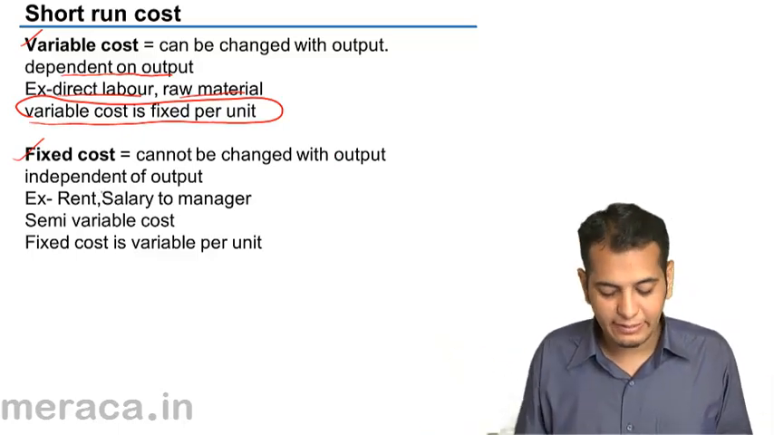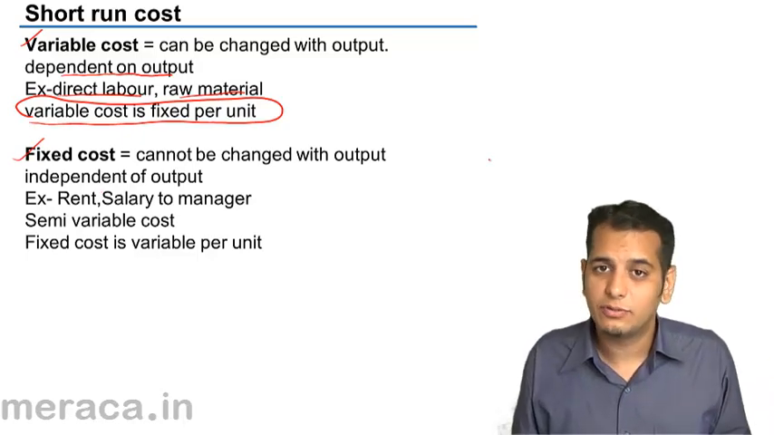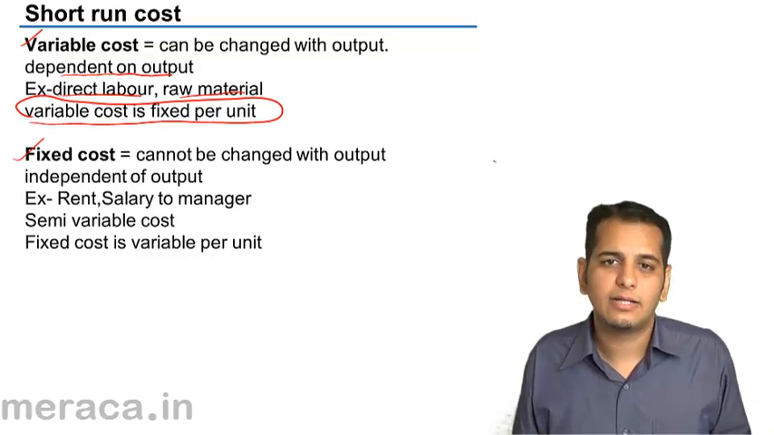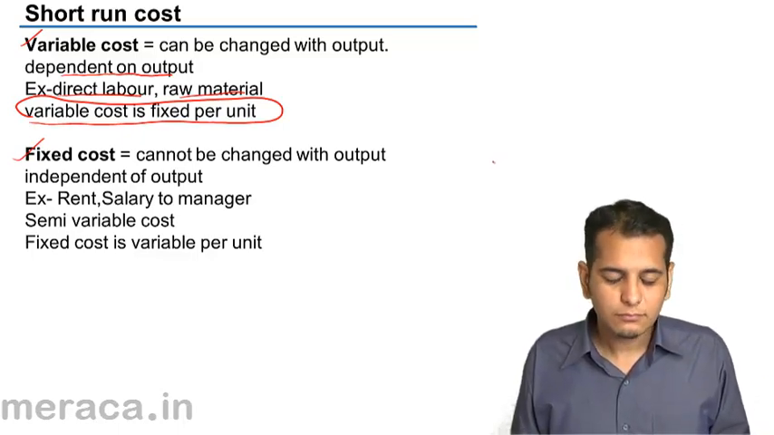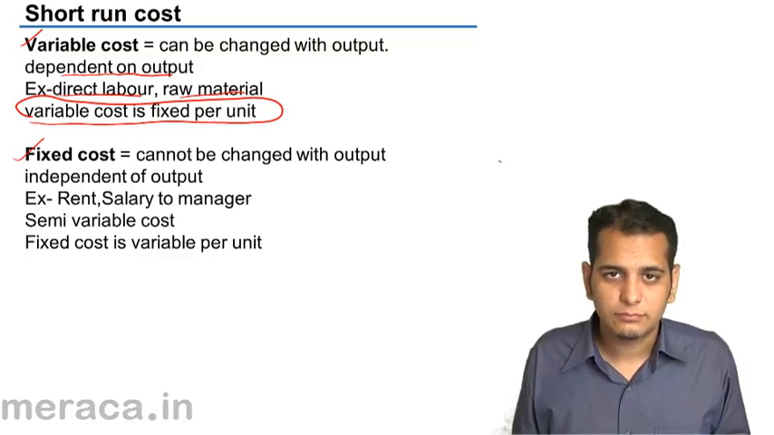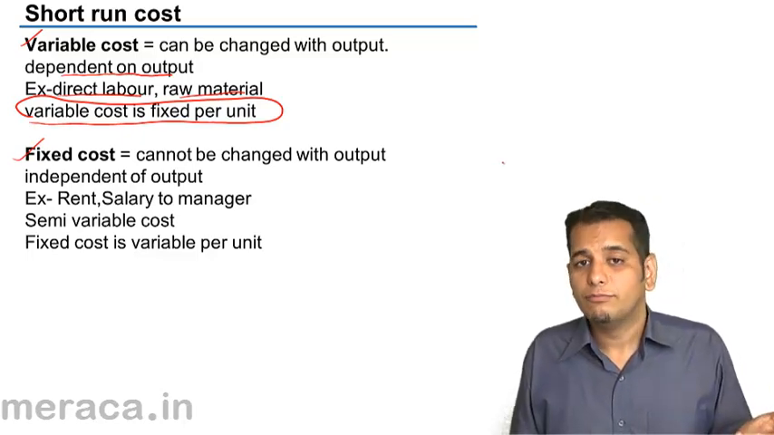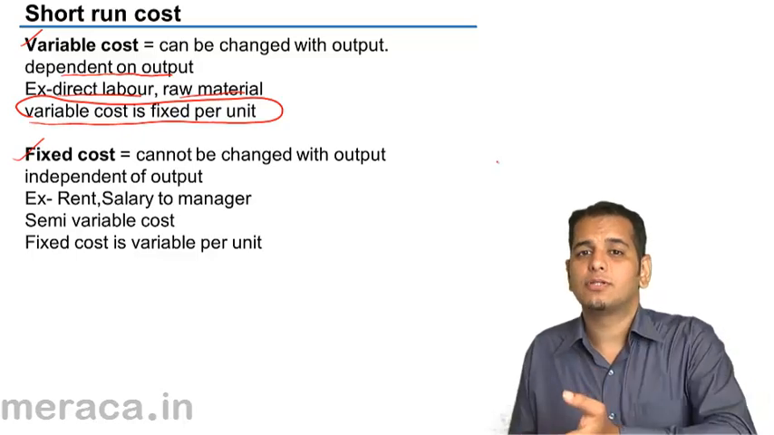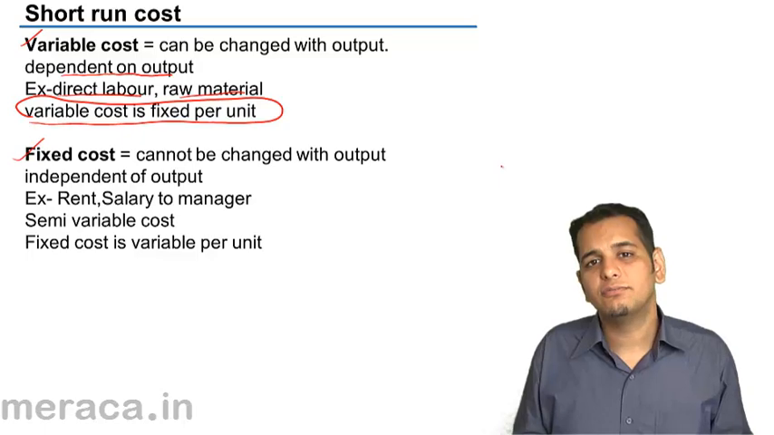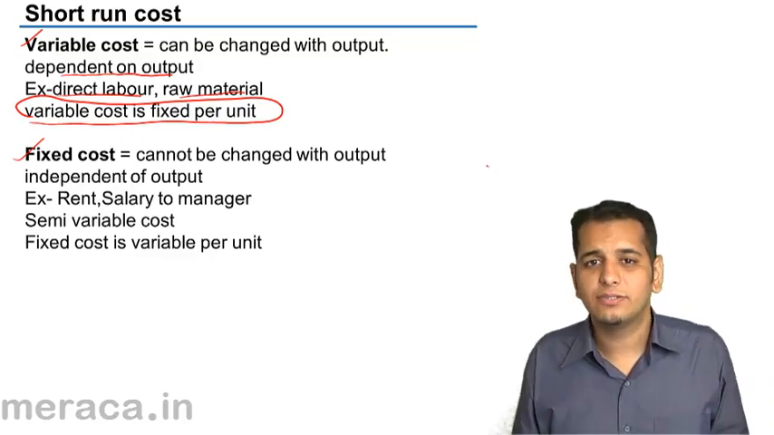For example, rent or salary to the manager. Now, whether you produce or not, you'll have to pay the salary to the manager. If you produce 100 units, if you produce 1000 units, or you produce 10,000 units, the salary to the manager will remain the same. Same is the case with rent.